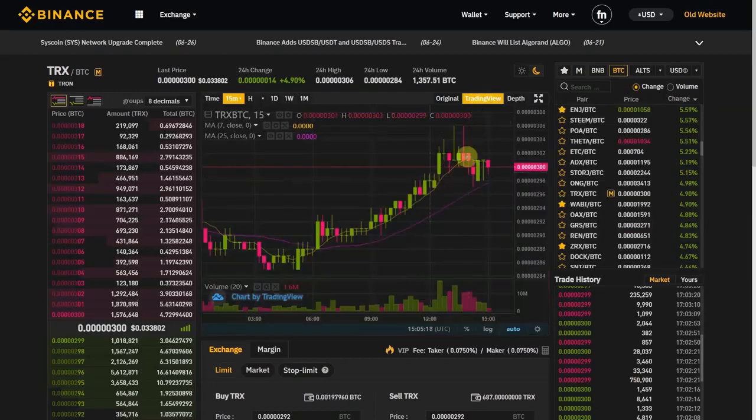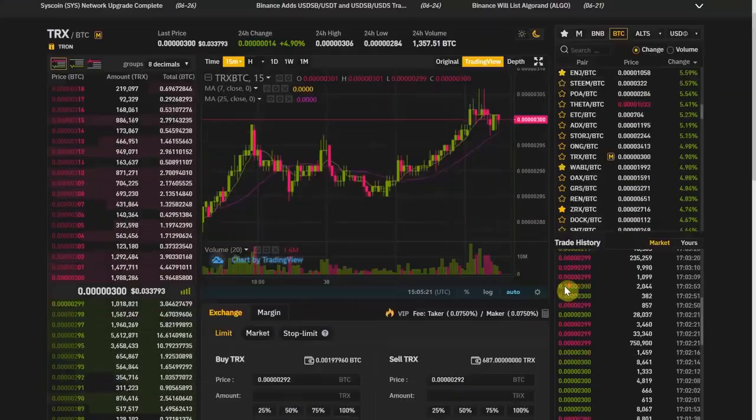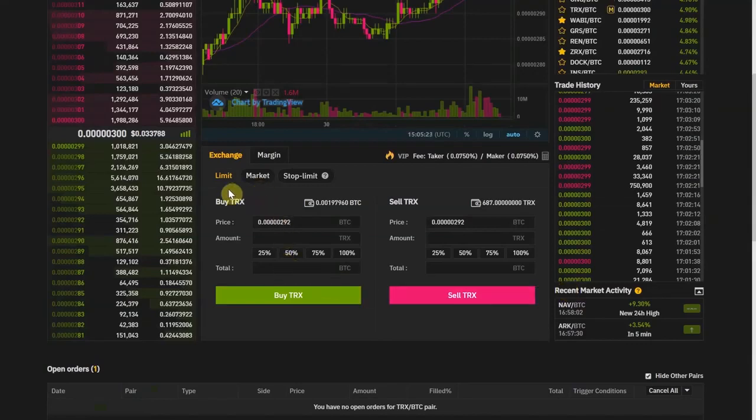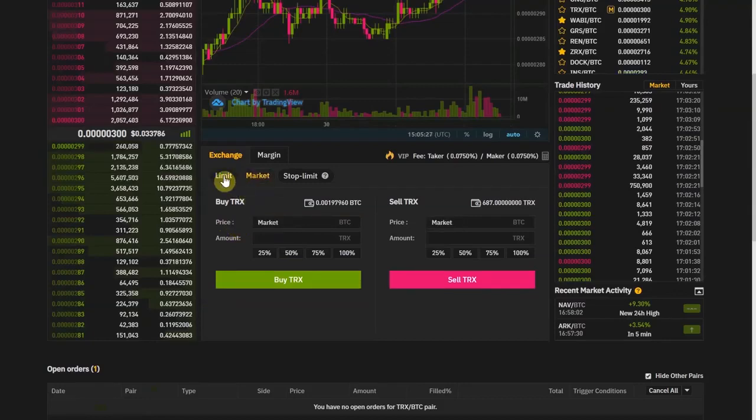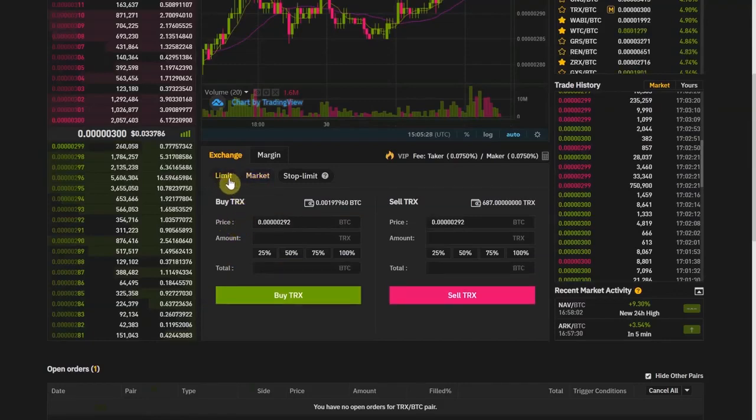Let's switch back to TradingView, and I'm going to place an order. So let's talk about market orders. Over here, the only difference between limit and market is that in limit you choose your price, how much you want to buy.